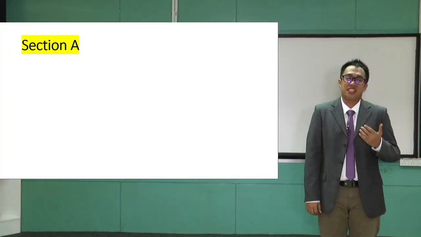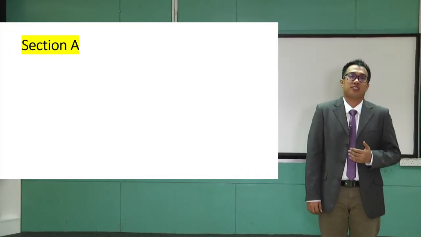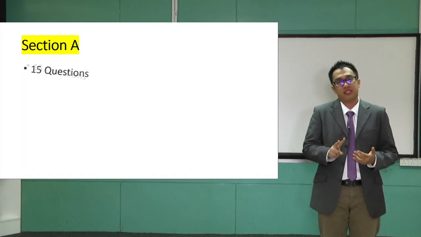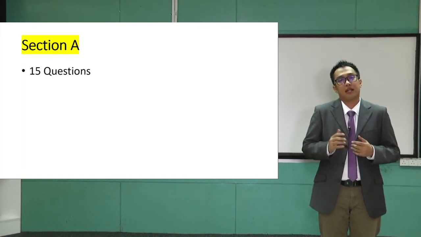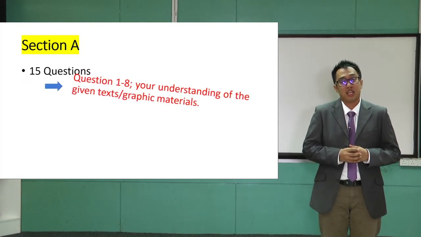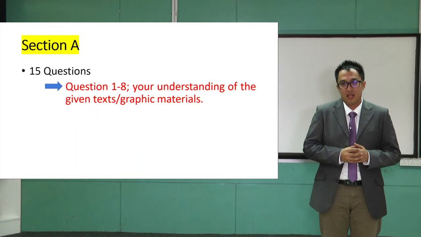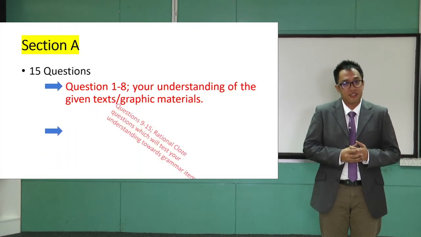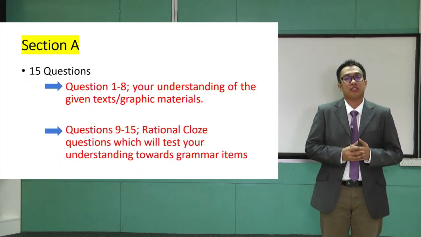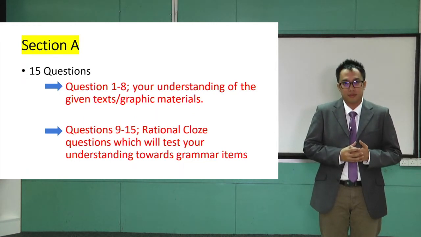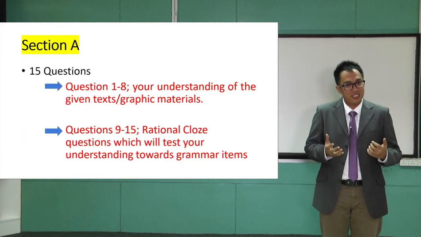Section A contains 15 questions and it is divided into 2 categories. For question 1 until 8, the questions will test your understanding of the given text or graphics materials. For question 9 until 15 are rational cloze questions, which will test your understanding of grammar items. So far so good? Bingo!